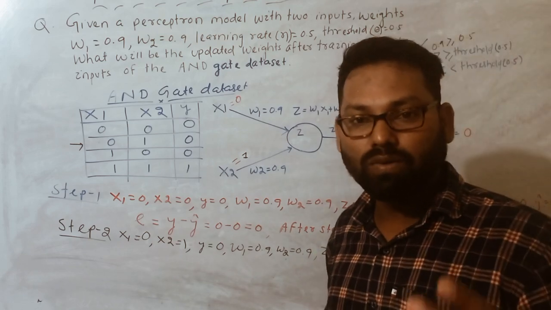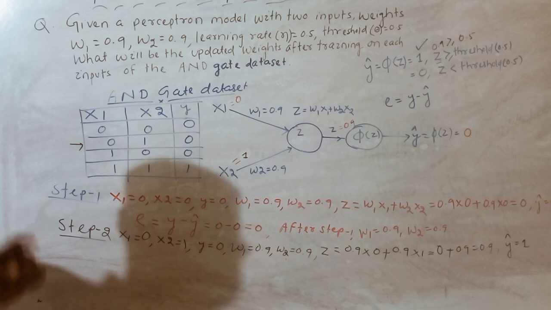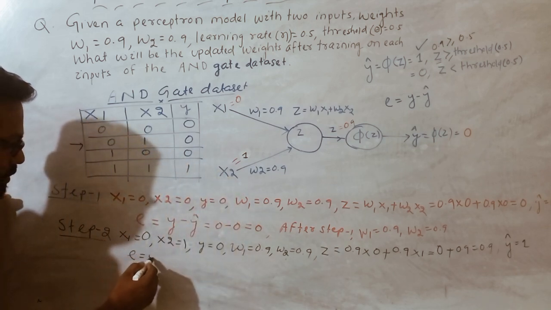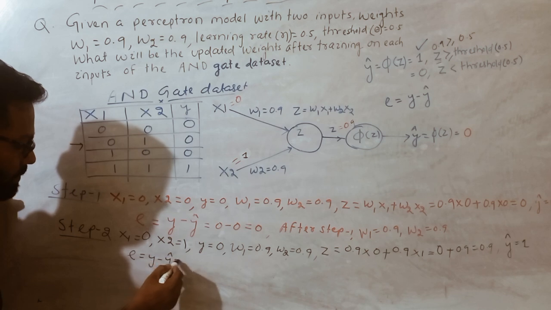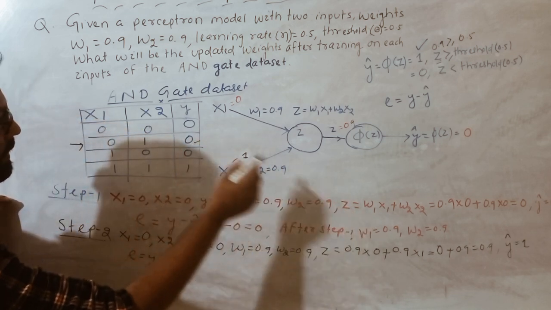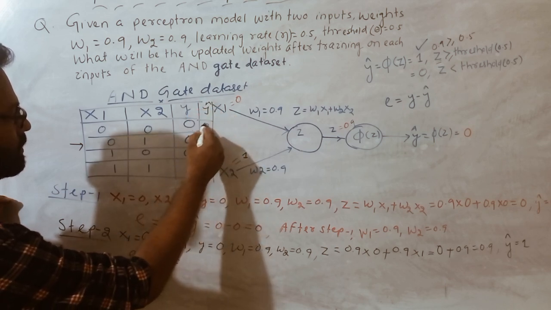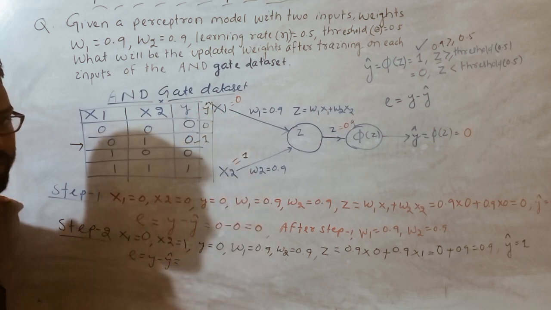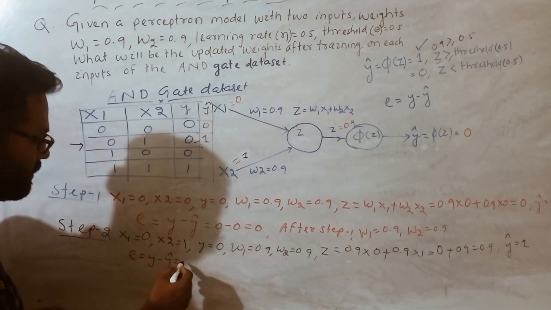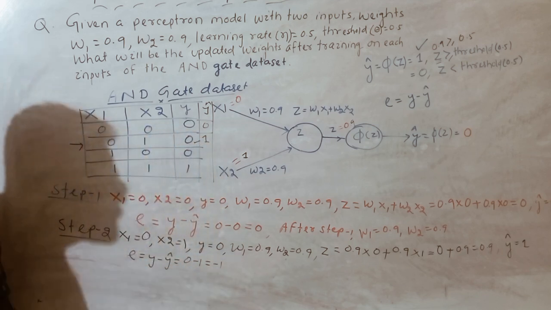So let's start to find the error. Error is equal to y minus y cap. What is my y? It is 0. And what did I get for y cap? In the previous case it was 0, and here I got 1. So you see the difference is coming. 0 minus 1, so here my error is minus 1.